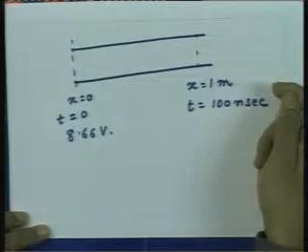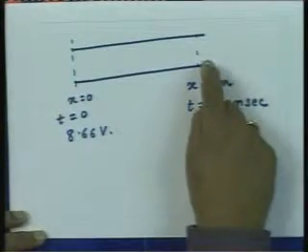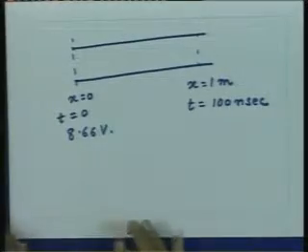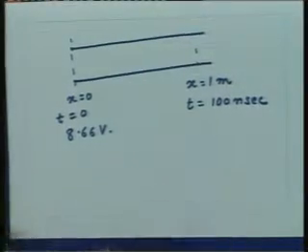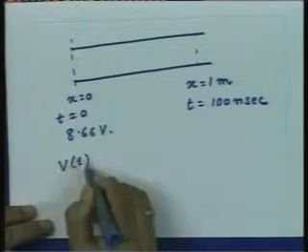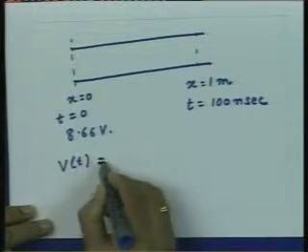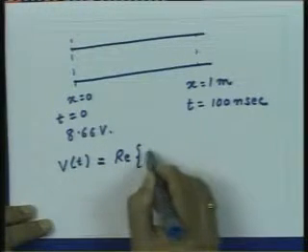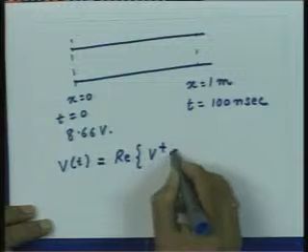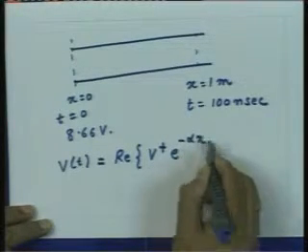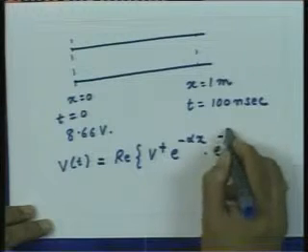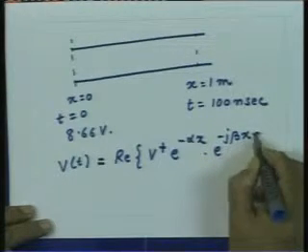We can also pose this problem for two cases. One, if the voltage wave was travelling from left to right, what will be the voltage at this location, and if the voltage wave was travelling from right to left, what will be the voltage value at this location. Let us first consider the voltage wave which is travelling from left to right. As we have seen, the voltage as a function of time is given as the real part of V plus e to the power minus alpha x e to the power minus j beta x plus j omega t.